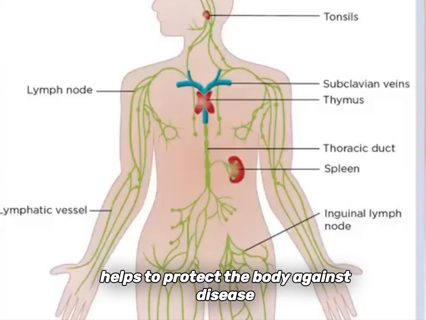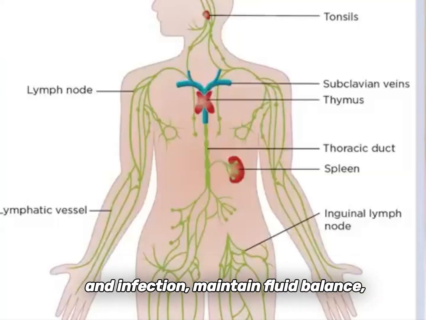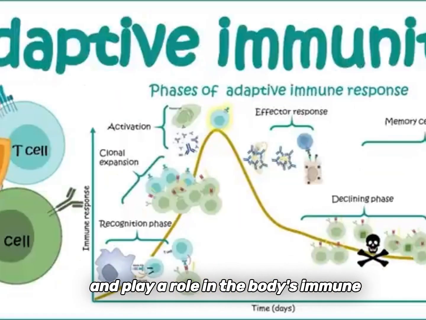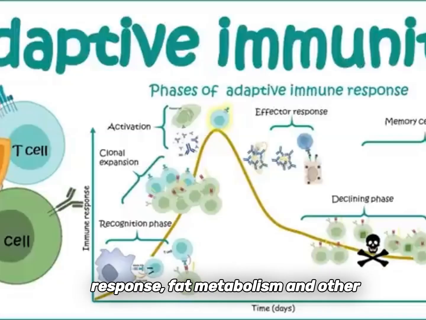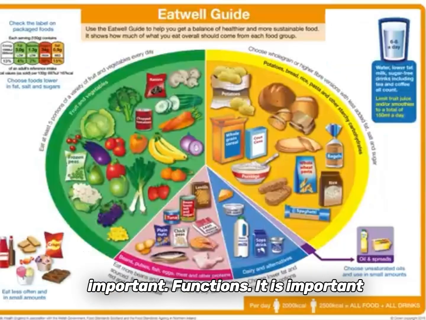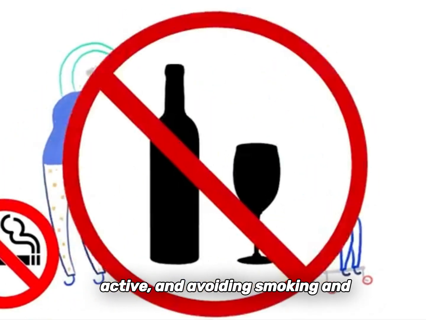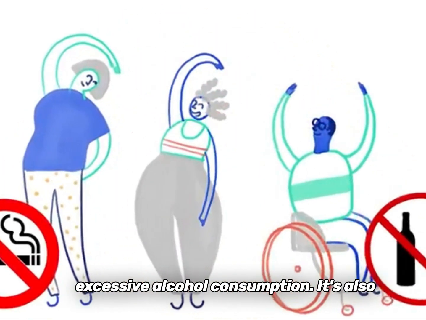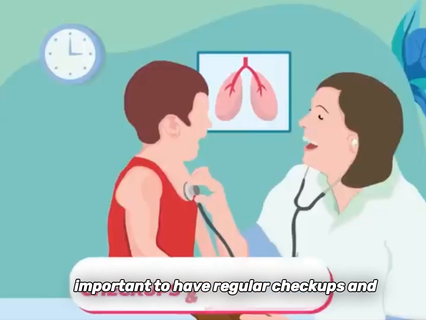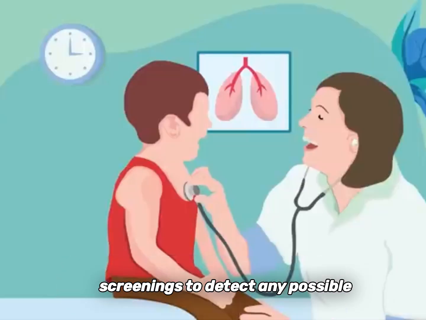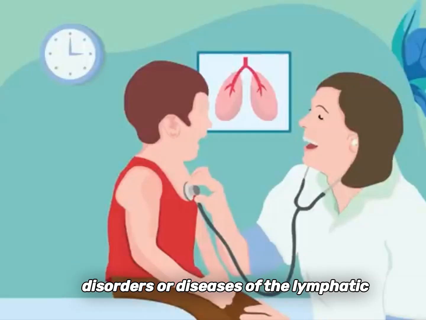It helps to protect the body against disease and infection, maintain fluid balance, and play a role in the body's immune response, fat metabolism, and other important functions. It is important to take care of the lymphatic system by maintaining a healthy diet, staying active, and avoiding smoking and excessive alcohol consumption. It's also important to have regular checkups and screenings to detect any possible disorders or diseases of the lymphatic system as early as possible.